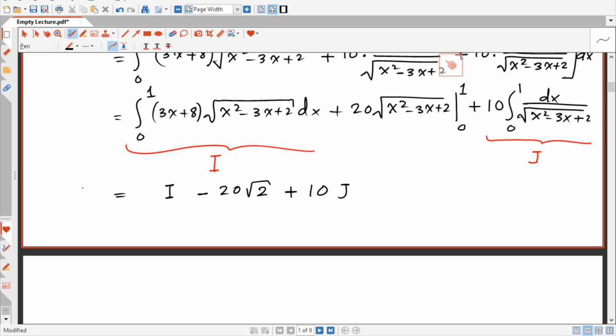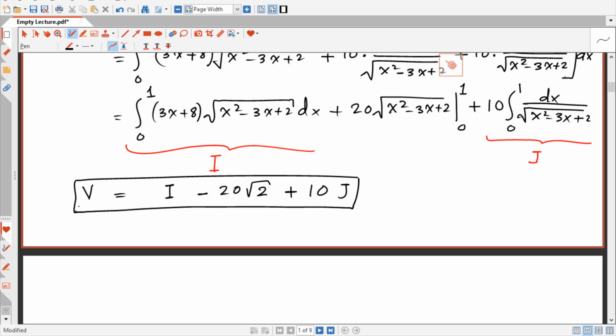So that's the value V of the integral, which is equal to I minus 20 times the square root of 2, plus 10J. So in order to evaluate V, we have to evaluate I and J. I will start with J, because we will use the value of J in order to evaluate I.